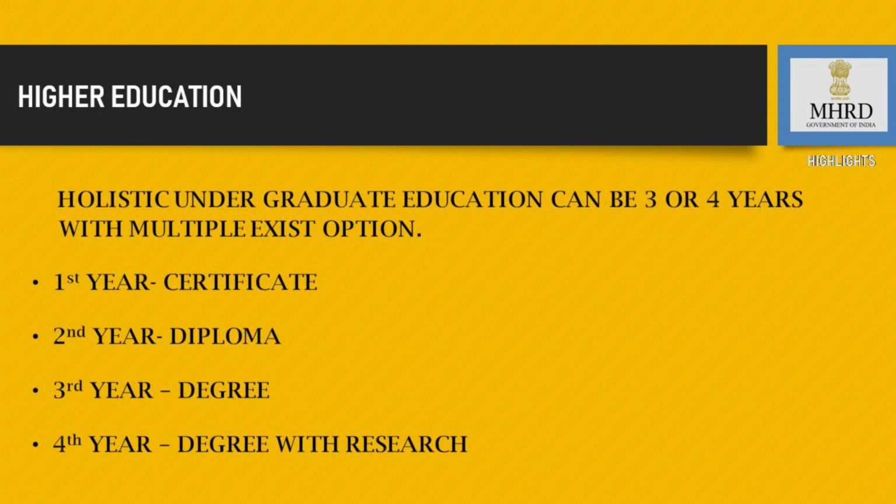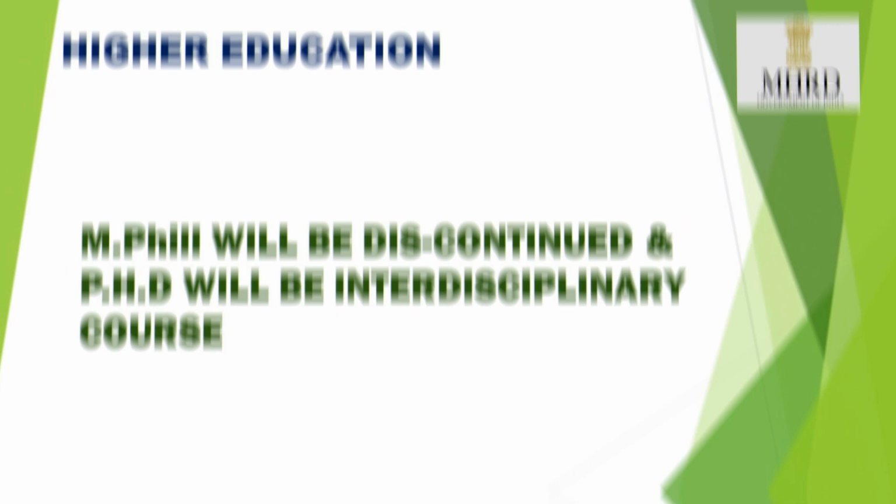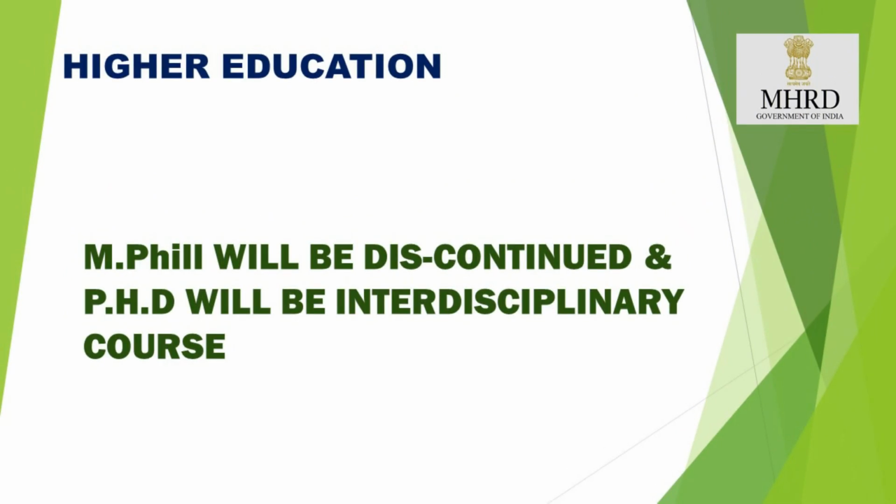Earlier, if for some reason a student could not continue, his degree became invalid. Suppose he had passed 2 years but could not give the final exam, then his degree became invalid. Now it will not be like that. They will get some benefit, either a certificate or a diploma. One thing has been discontinued, that is the MPhil degree. The MPhil degree has been discontinued, and PhD will now be an interdisciplinary course.